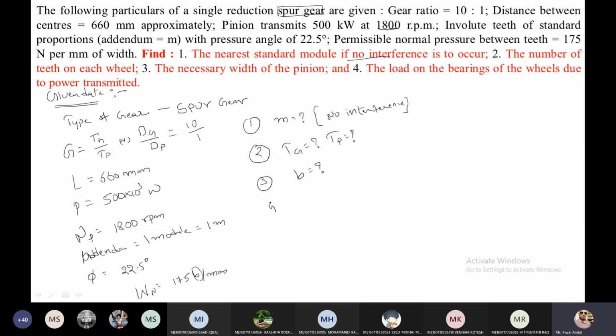And the fourth one is the load acting on the bearings of the wheels due to the power transmitted. So the load acting on the wheel is nothing but, suppose this is the shaft. On the shaft the gear is continuously rotating. In this manner the gear is mounted here. So here the bearing load is generated when the radial load is acting on the wheel. So this load is going to act here. Whatever load is generated here is the radial load, nothing but the load acting on the bearing.